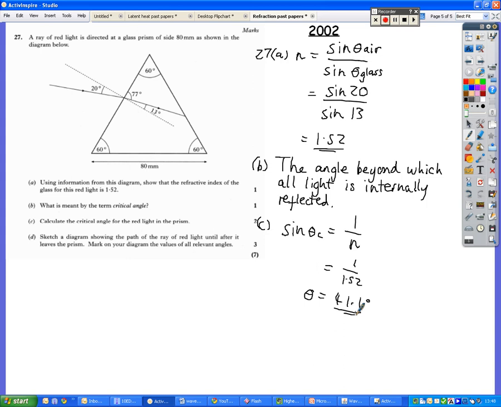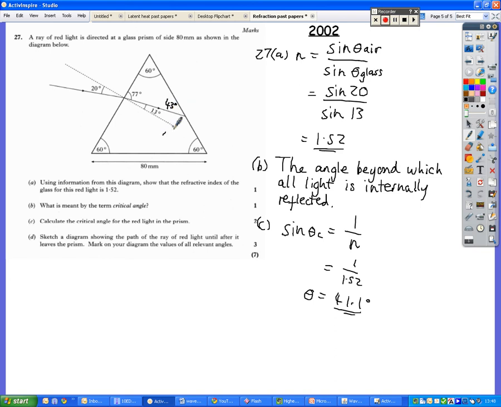Sketch a diagram showing the path of the red light until after it leaves the prism. Mark on your diagram the values of all relevant angles. So you need to do a wee bit of calculation here. You already know where it goes when it comes to here. So the first thing I would probably do is figure out what this angle is. So they've got to add up to 180, so that will be 43 degrees in here for that little triangle.